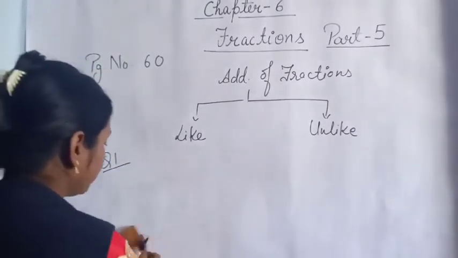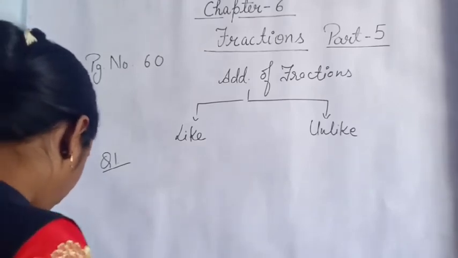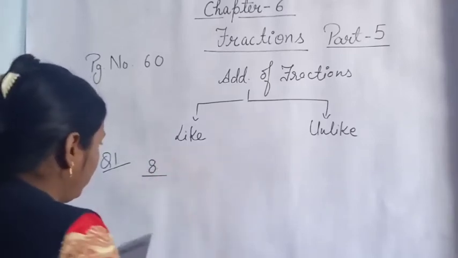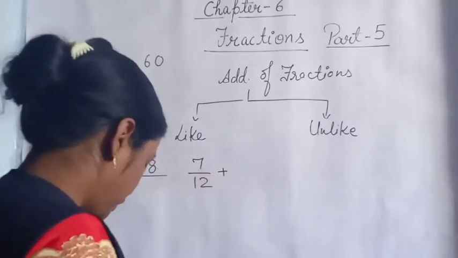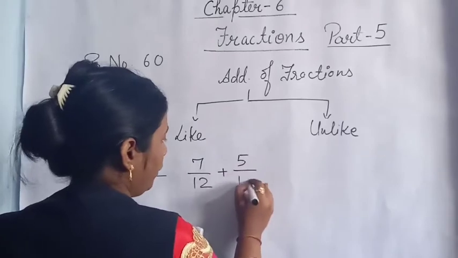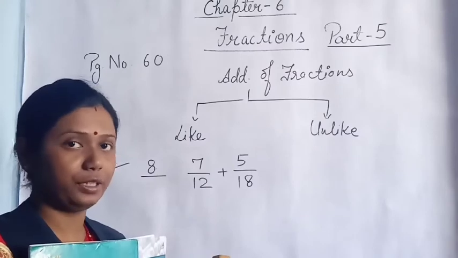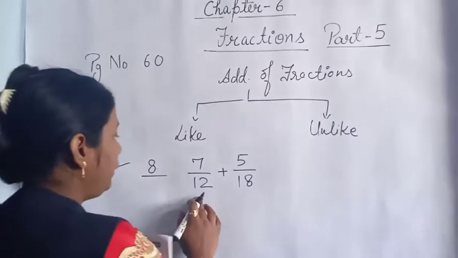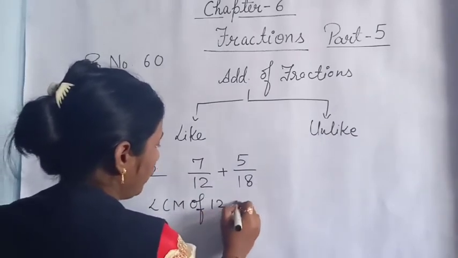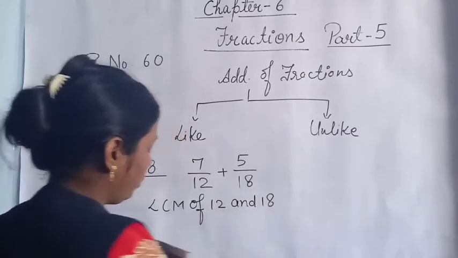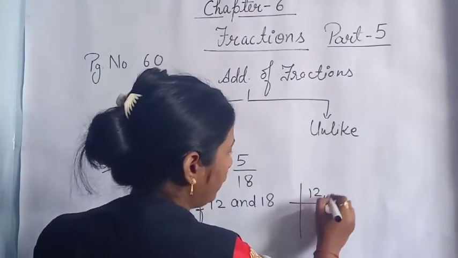This is the 8th part of addition of fractions, and the question is 7/12 plus 5/18. Now you can see that their denominators are different. So in this condition, we will first calculate the LCM of the denominators, meaning the LCM of 12 and 18.